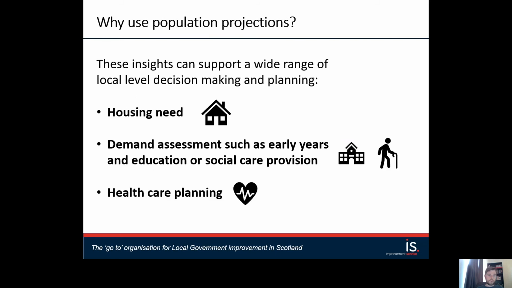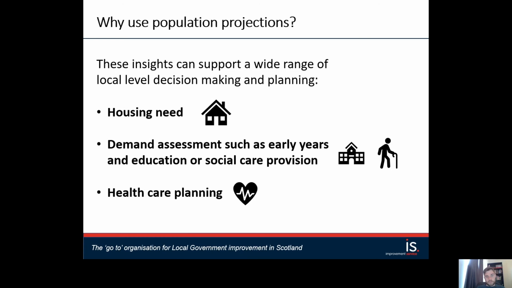So just to give some examples of specific service areas that might make use of population projections, one area where you might need to know what the population looks like in the future is in assessing housing need, which areas are most likely to see the highest populations. It's also useful for demand assessments. So for example, in early years or education provision, are you going to have a high number of under fives, a high number of 5 to 18-year-olds, or a high number of older people who might need social care provisions, so the 65 plus, the 75 plus, the 85 plus age groups that have sometimes quite acute care needs.